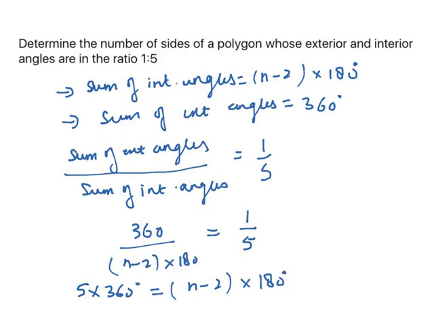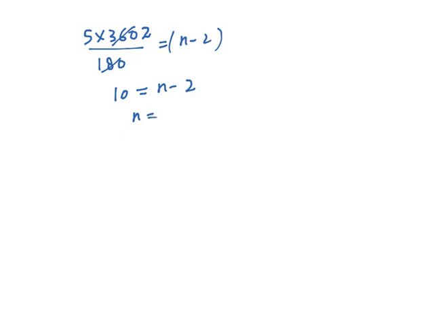Now here 180 in the multiplication we can transpose to the left hand side in the division. So we can write, 5 into 360 divided by 180 equals n minus 2. Here we know it will give us 2, 180 times 2 is 360. So 5 times 2 is 10. We get n minus 2. We can transpose 2 to the left hand side. We will get n is equal to 12. So the number of sides in this polygon will be 12.